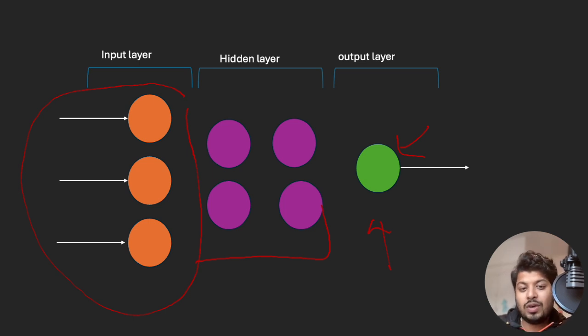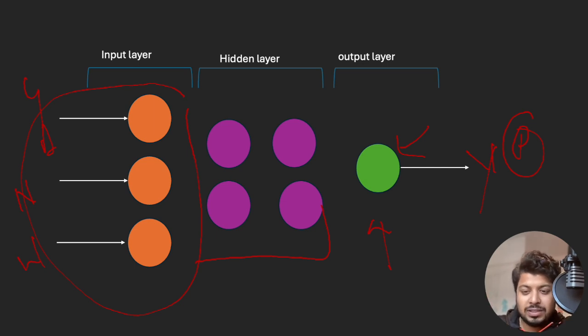For example, if you are trying to predict the house price or house rent, for that you will need three variables: the area of the house, how many rooms there are in the house, and the number of washrooms in that house. We are using three variables to predict one output, which is the price of the house. That's how we decide how many neurons will be in the input layer and how many neurons will be in the output layer.